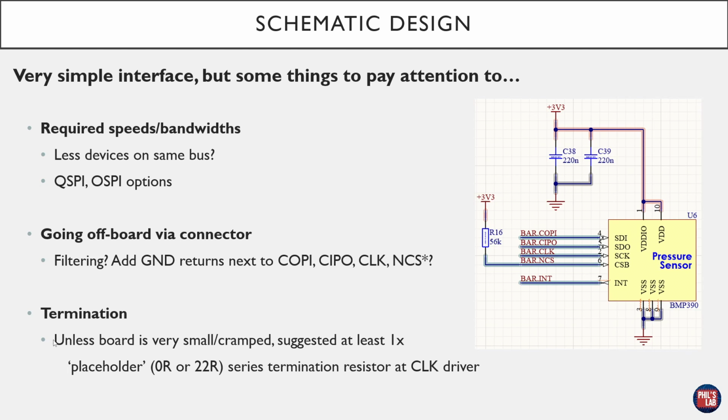Again, talking about termination, unless the board is very small and cramped, I would suggest at least one placeholder resistor, so that could be 0 ohms or 22 ohms, a series termination resistor at the clock driver output. So from the controller, place a small series termination resistor that then feeds the clock lines. As a bare minimum, I would suggest.